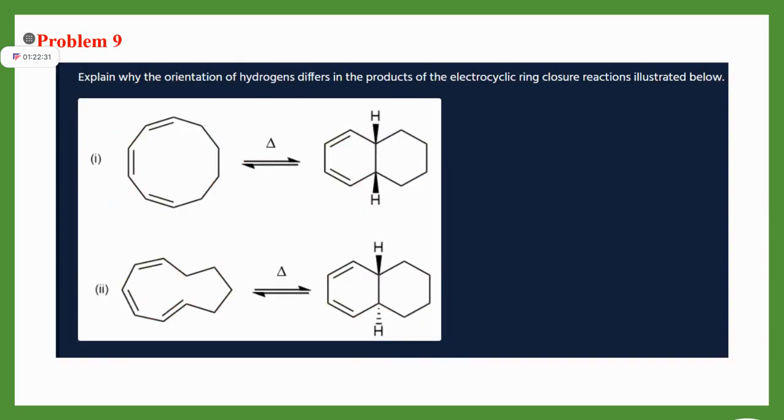So this is your problem number 9. Explain why the orientation of hydrogen differs in the product of electrocyclic ring closure. Very good question. If you have understood till this part of this session, you will be easily able to solve this question. You just have to tell me why they are cis in the first, why they are trans in the second.